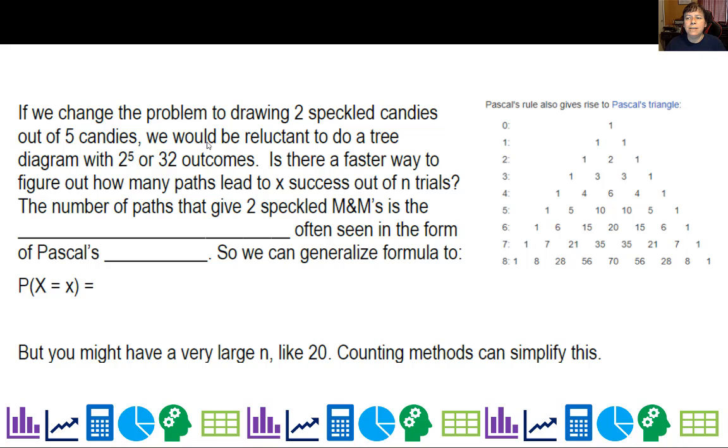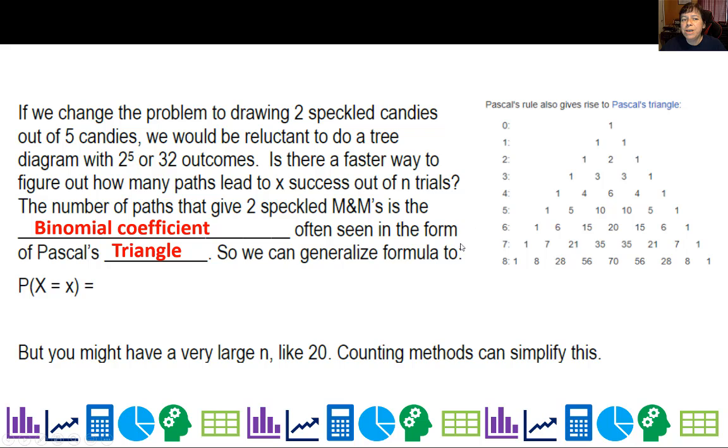Well, the number of paths that give the two speckled M&Ms is called the binomial coefficient. And we often see it in the form of Pascal's triangle. I know if I have any math nerds here, you've probably seen this before. And also when you studied in maybe algebra or pre-cal, when you did binomial expansions, these numbers might look kind of familiar, like x squared plus 2x plus 1, x cubed plus 3x squared plus 3x plus 1. So you've seen this before.